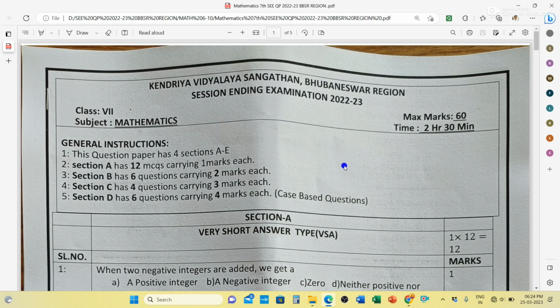In this question paper, there are 4 sections: section A, section B, section C and section D. In section A, there are 12 multiple choice questions, each carrying 1 mark, so total 12 marks. In section B, 6 questions, each carrying 2 marks, so total 12 marks. In section C, there are 4 questions, each carrying 3 marks, so again 12 marks. And in section D, there are 6 questions, each carrying 4 marks, so total 24 marks. So total marks were 12 plus 12 plus 12 plus 24, that is 60.